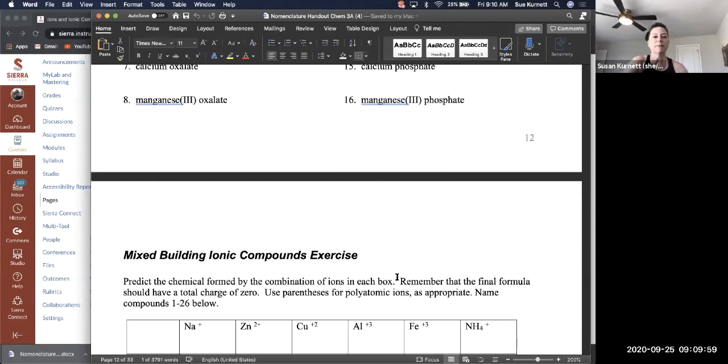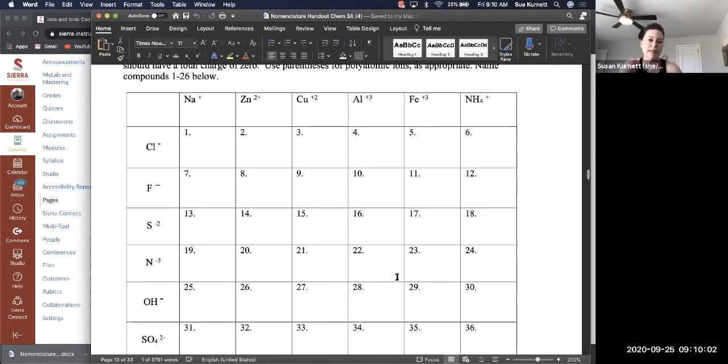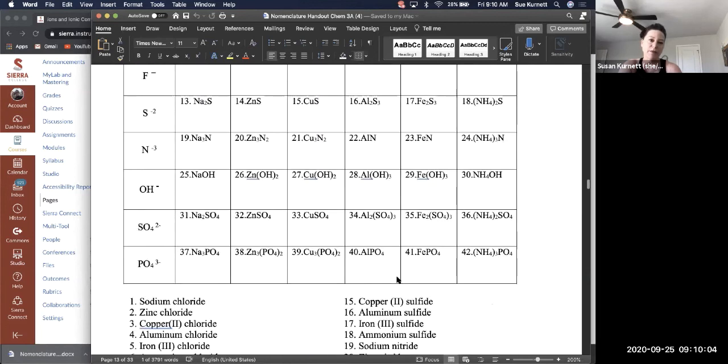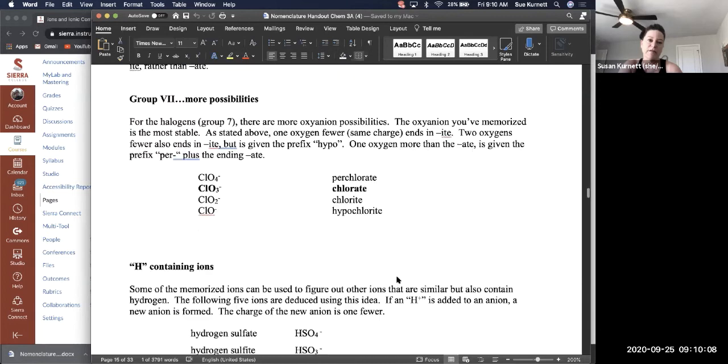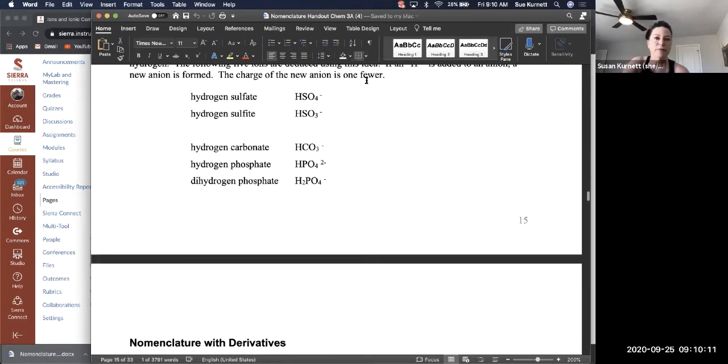And then there's a grid that puts it all together. So now we have all the possibilities that we've learned so far. You need to do that one. And then I want to talk about derivatives, and that's other 8s. And that's how far we're going to get today.